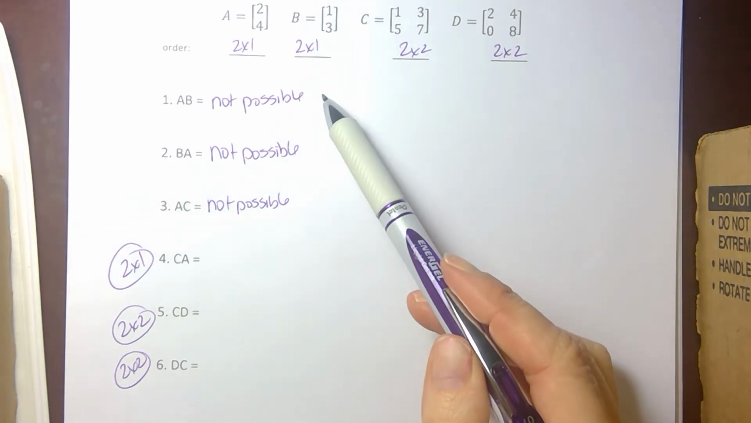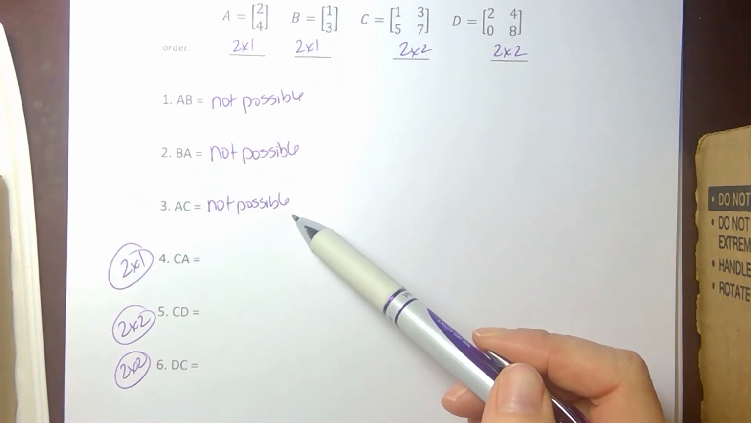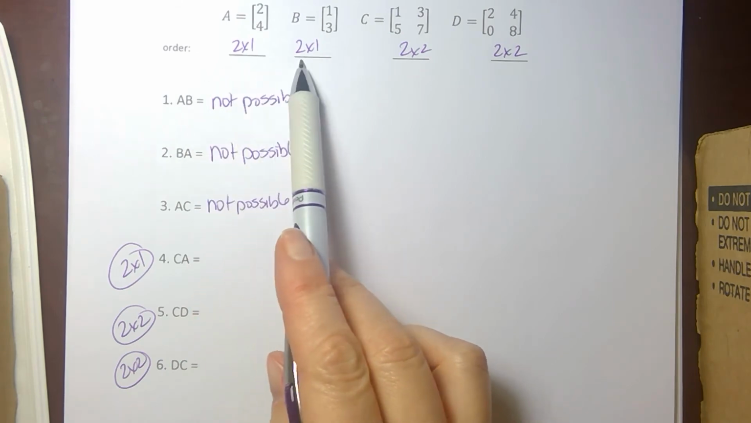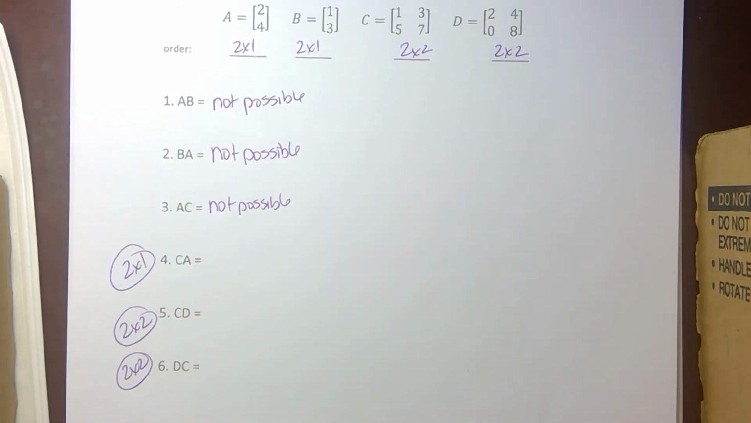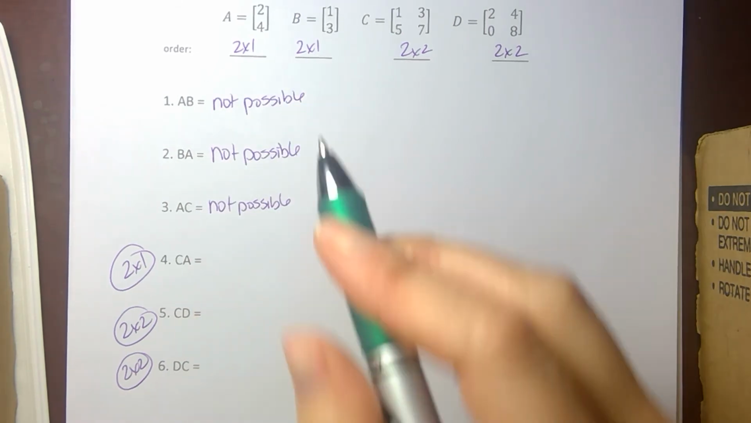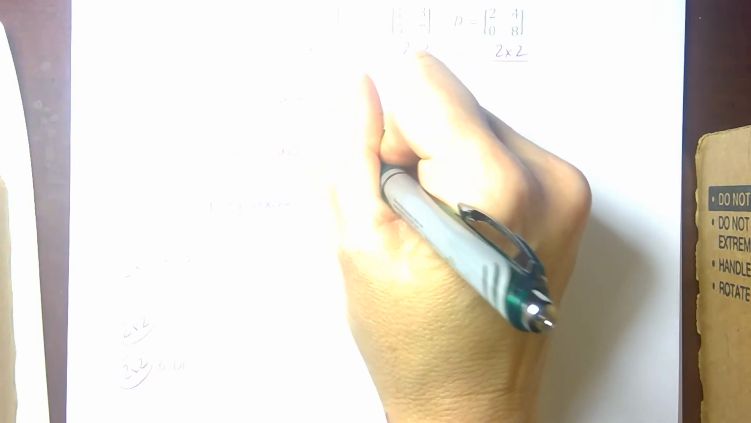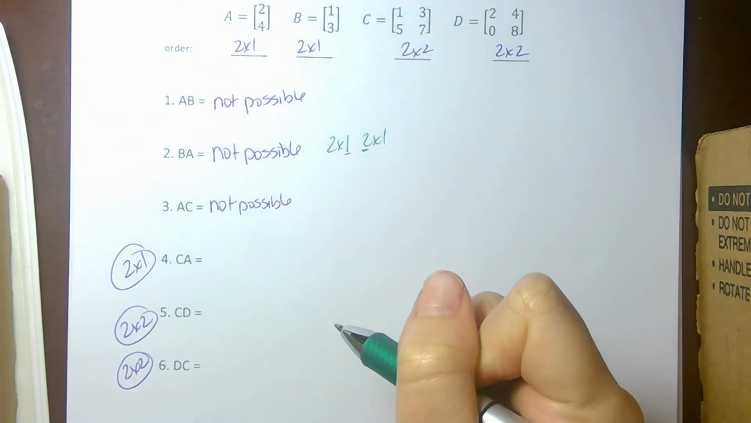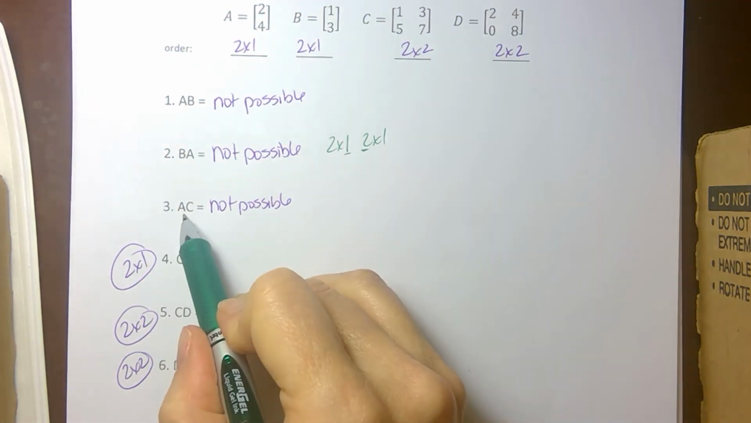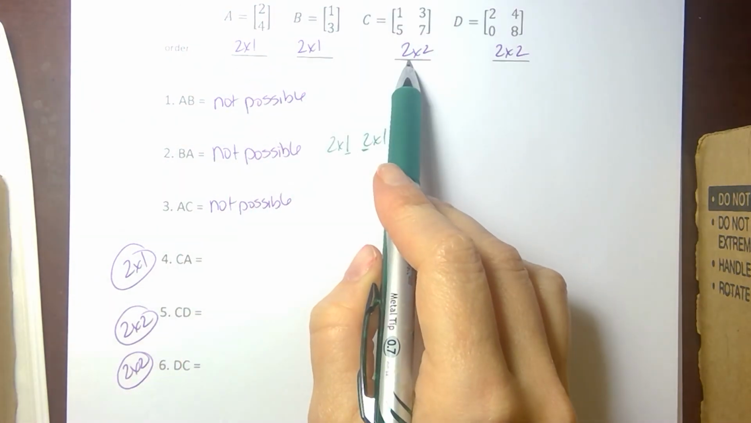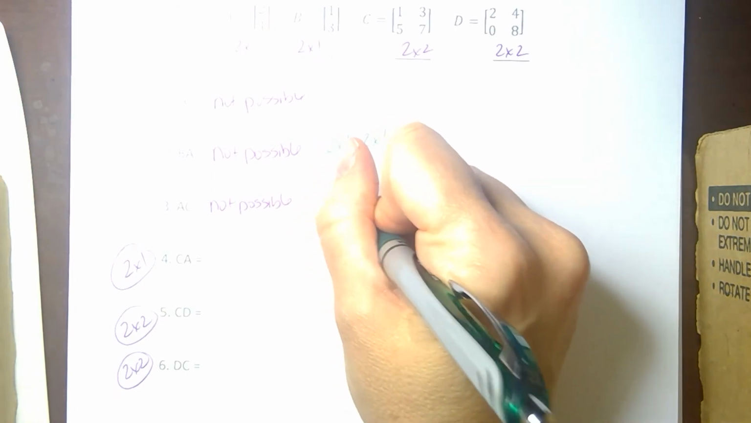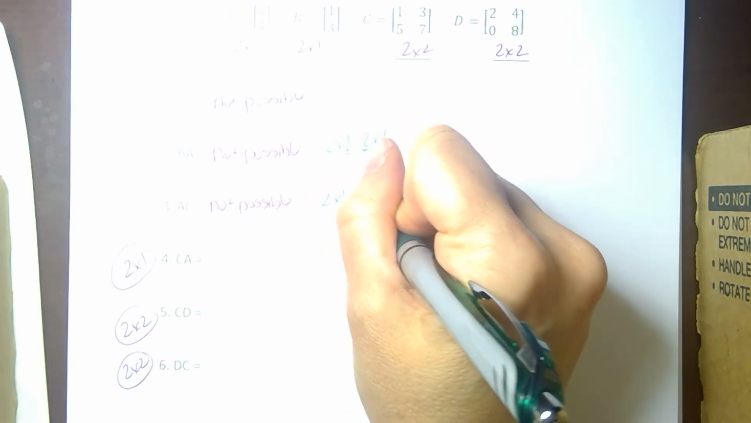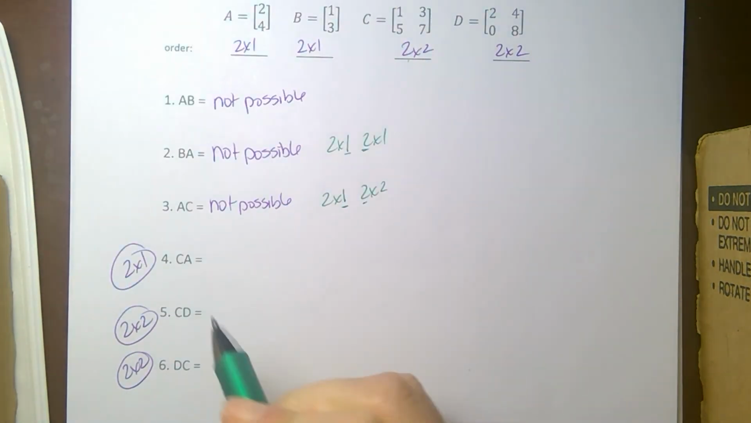And you just discovered that these first 3 are not possible. If I try A times B, those middle numbers do not match. When I turn it around and try B times A, B is a 2 by 1, A is a 2 by 1, those middle numbers still don't match. When I set up to do A times C, that would be a 2 by 1 times a 2 by 2, my numbers do not match.